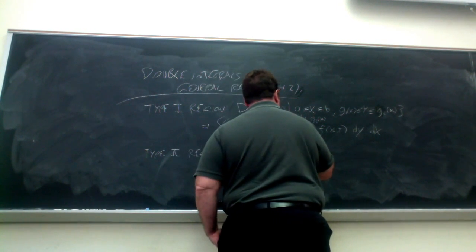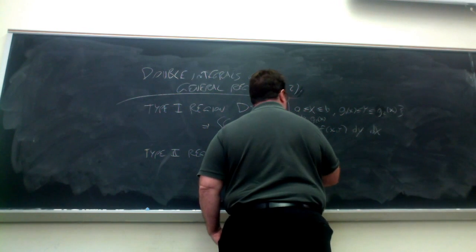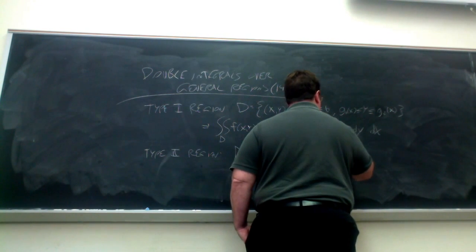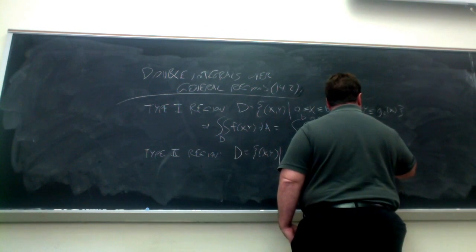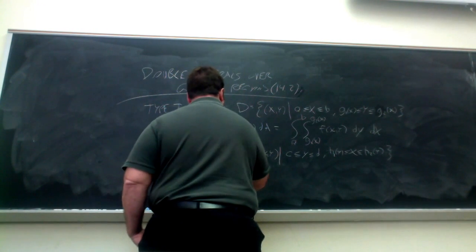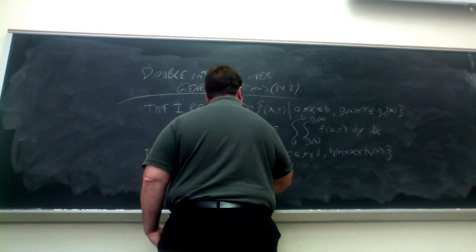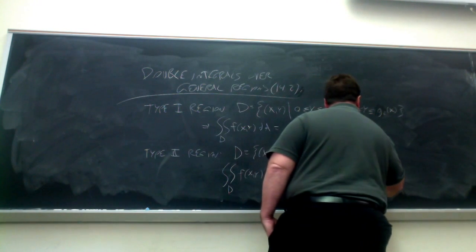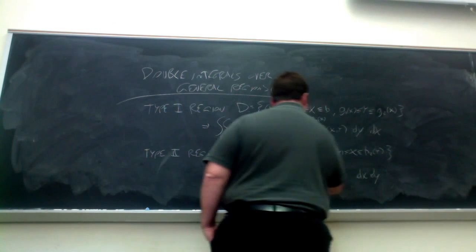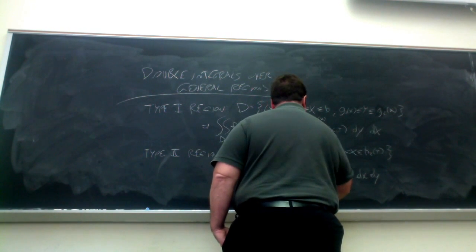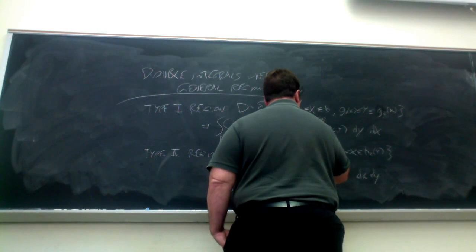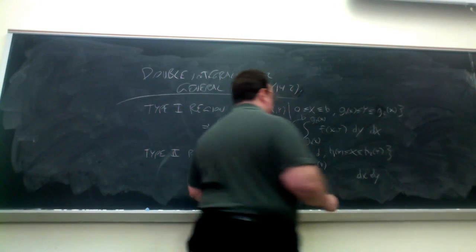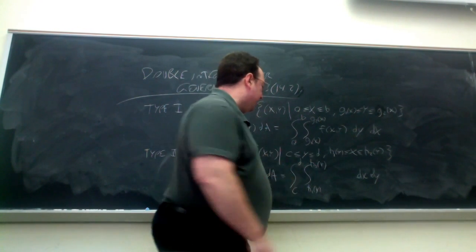So y is bounded above and below by constants c and d, and then x is bounded below and above by functions of y. So in that case, you would have y as your outer integral and x as your inner one. You first integrate with respect to x, and your limits will be these functions of y. Then you have an outer integral with respect to y with constant limits c and d.